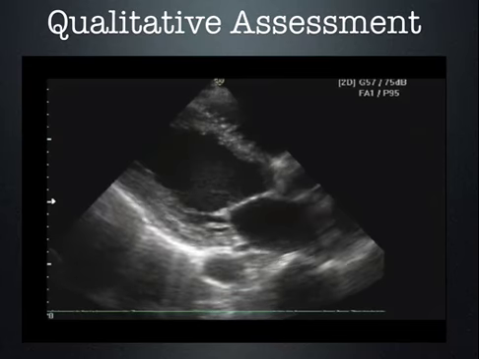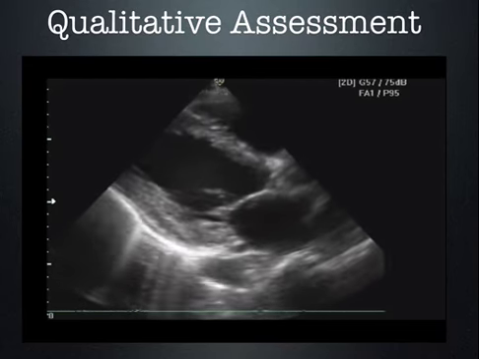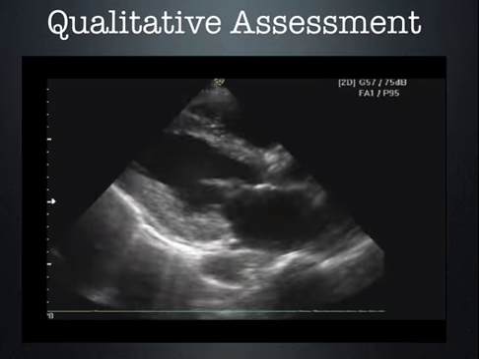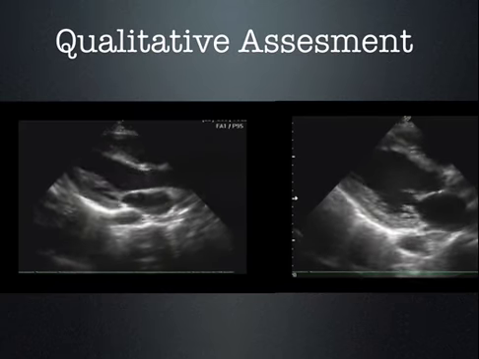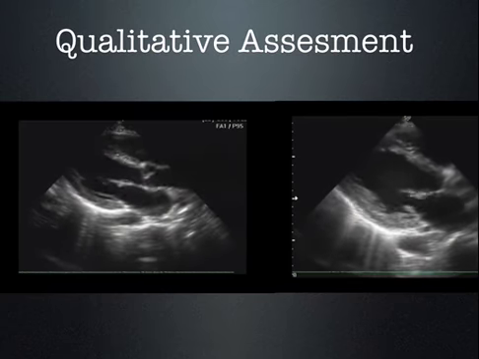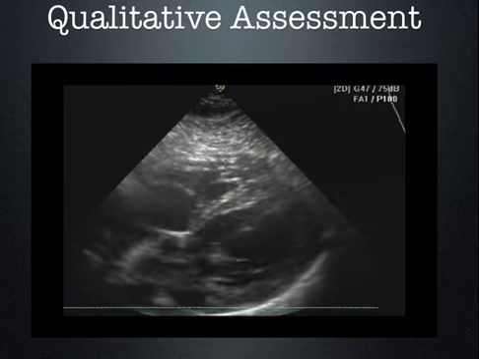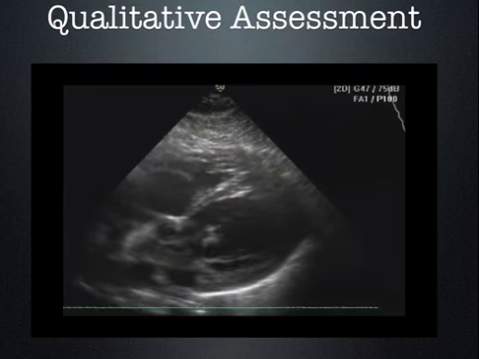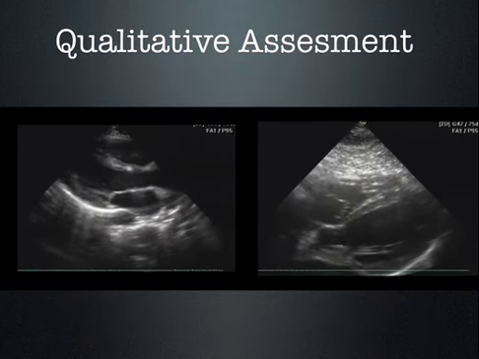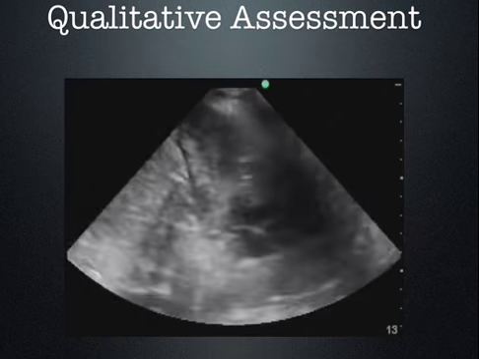Compare that one with this one. Normal or abnormal? You don't have to answer that, but just think to yourself, normal or abnormal. It's actually a reduced ejection fraction. It's probably a moderate to severely reduced ejection fraction. Compare that with this one. Here's the left ventricle right here. Normal or abnormal? I submit to you it is abnormal, and it is a severely reduced ejection fraction. Compare that with the normal here.